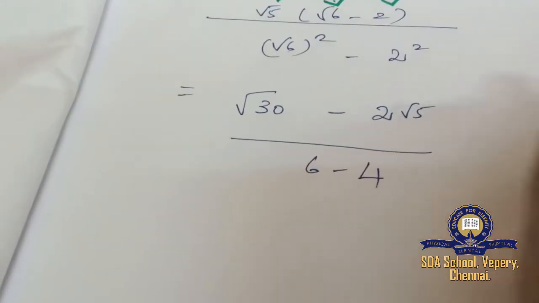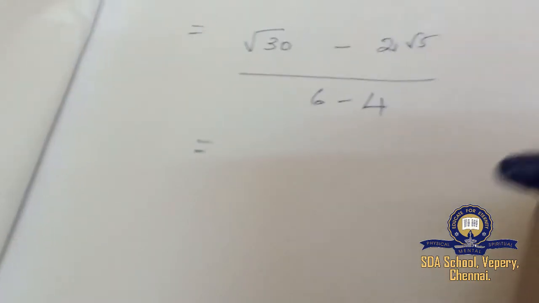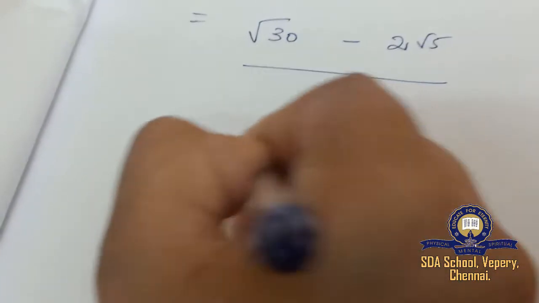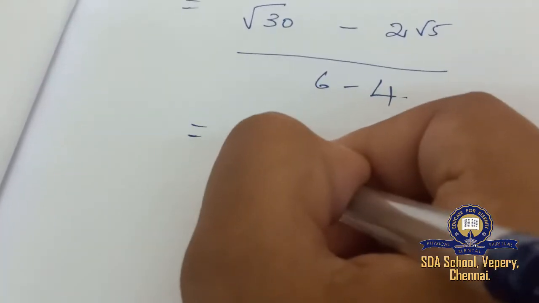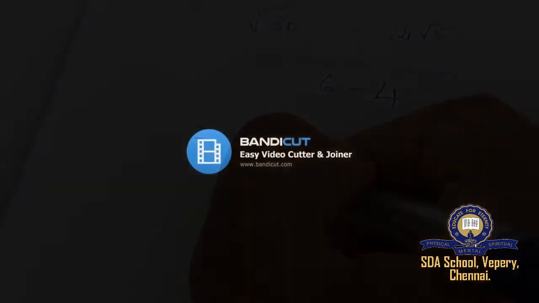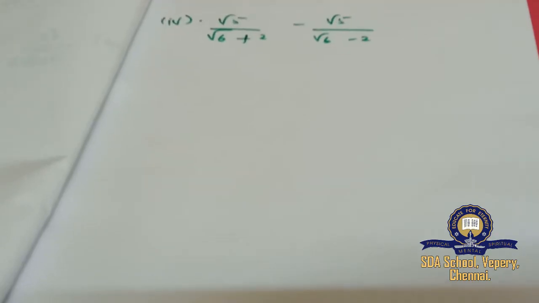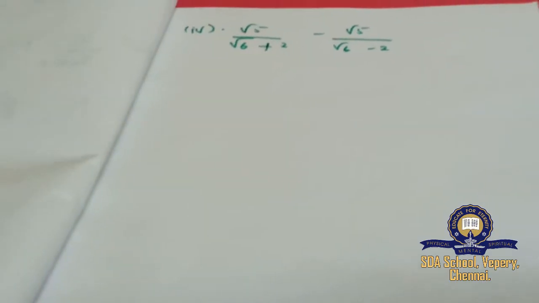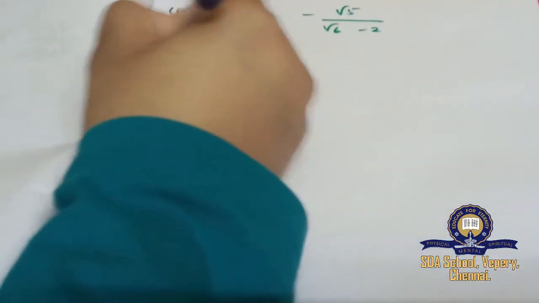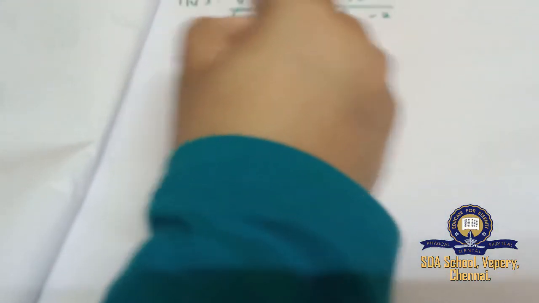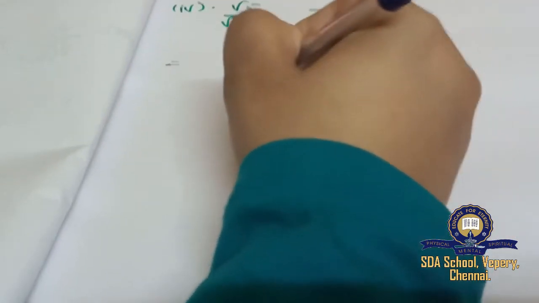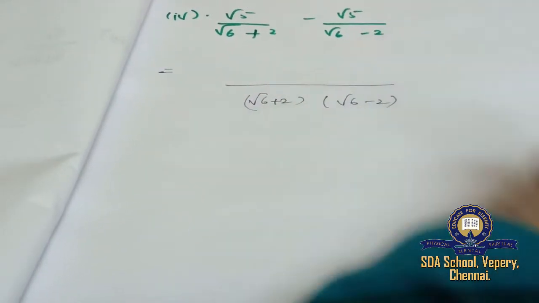Yes, I'll get this. Then what will I get? Root 30 minus 2 root 5 divided by... question subdivision 4. How do I proceed with this is, let's directly take the LCM. If I take the LCM, what will I get? I'll get root 6 plus 2 into root 6 minus 2.